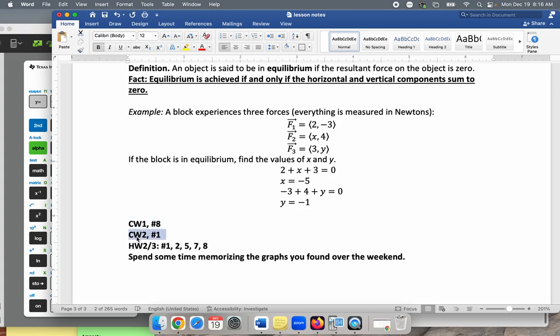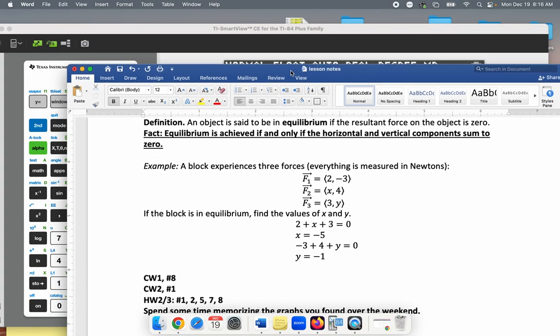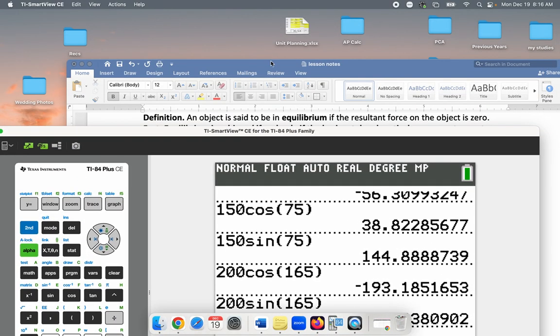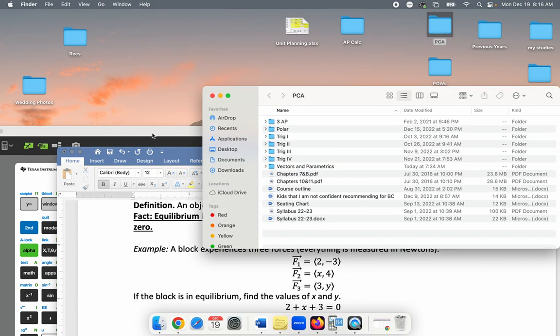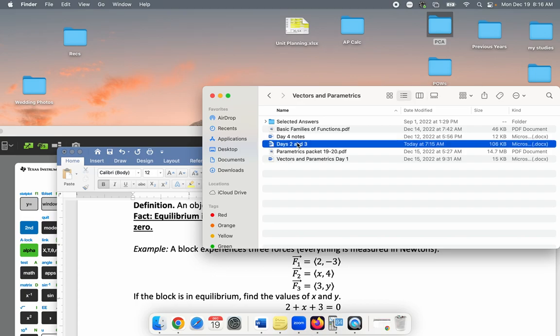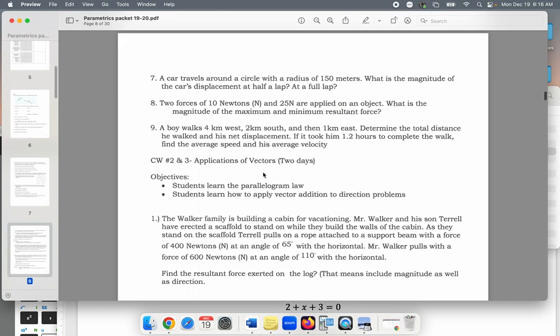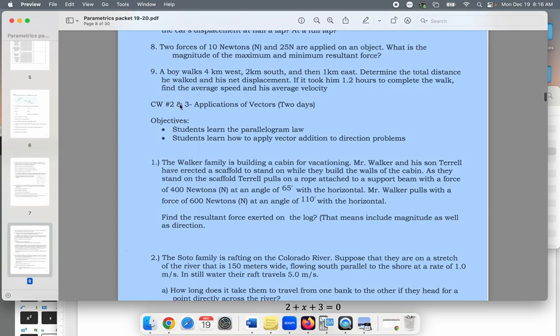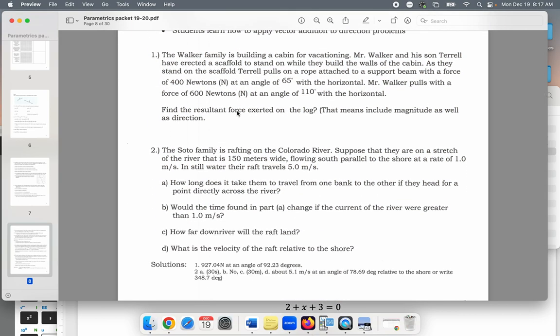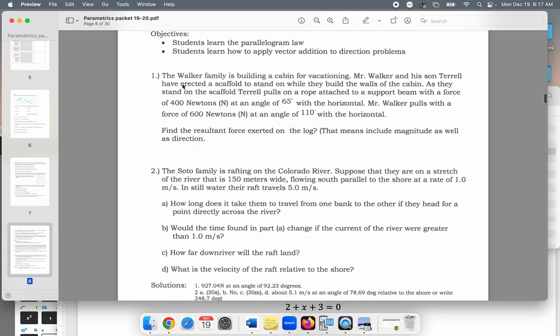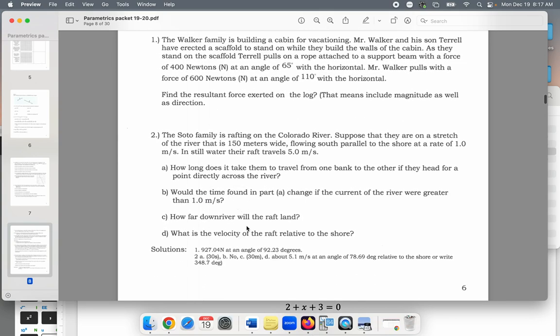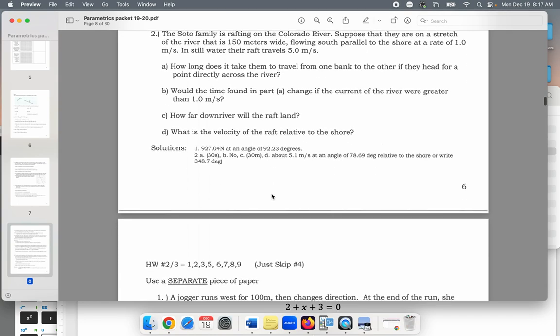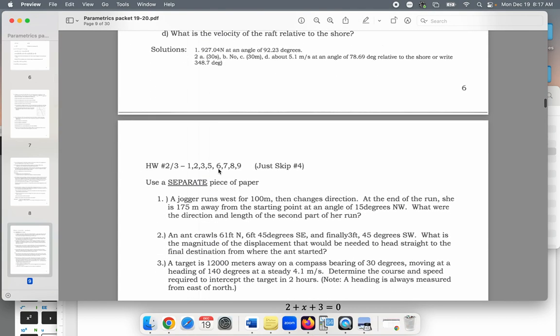Then I want you to do exercise 1 from classwork 2. You might notice that days 2 and 3 in the packet are kind of mixed up together. I'm not totally sure why that is, but you can see here's classwork 2 and 3, applications of vectors. As I told you, you're going to do exercise 1, but exercise 2 involves stuff that I'll talk about next time. And then the homework is also mixed up together.